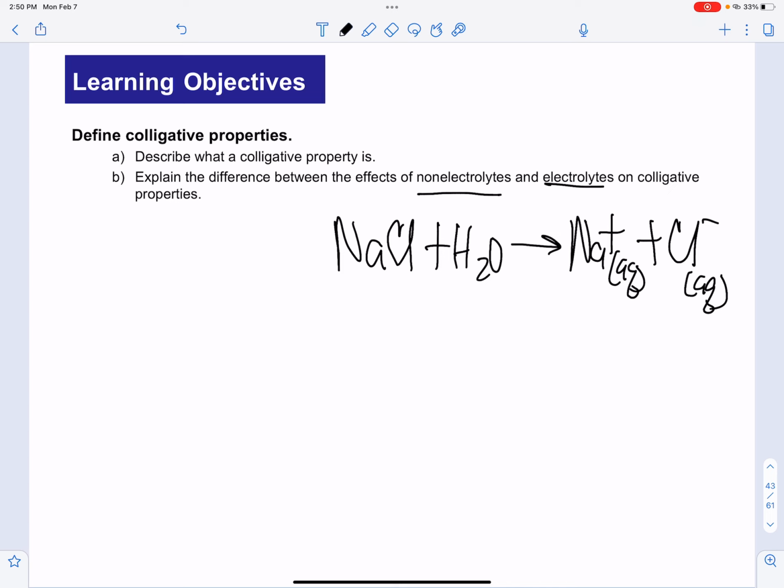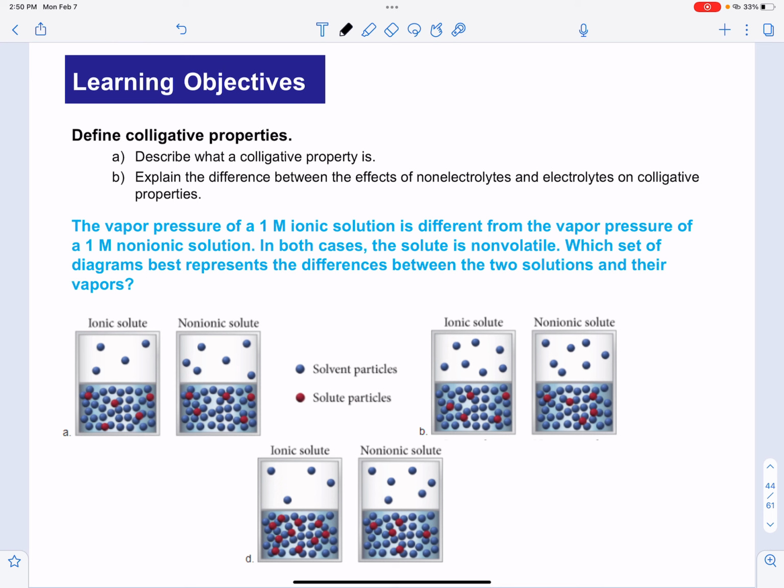So the fact that you just added something to the water is going to change its properties, and we call these colligative properties because they only depend on the type and amount of solute that you put in the solvent to create the solution. So let's see how these properties are affected. Let's begin with this. Let's talk about vapor pressure.